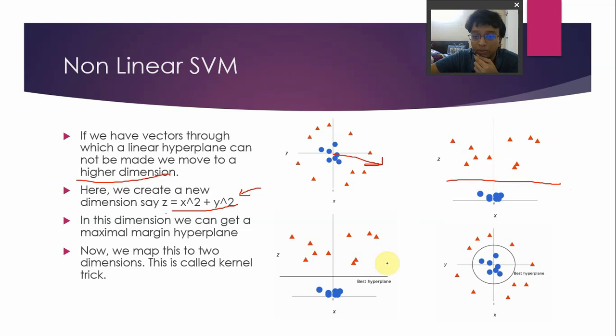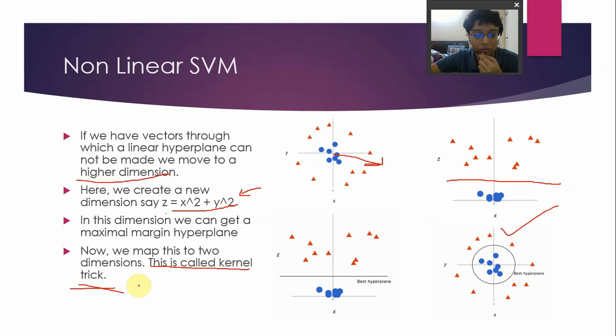Now, using the best possible hyperplane, we map this hyperplane to our original dimension in order to get the best hyperplane possible and classify the data into two parts. This is called the kernel trick.